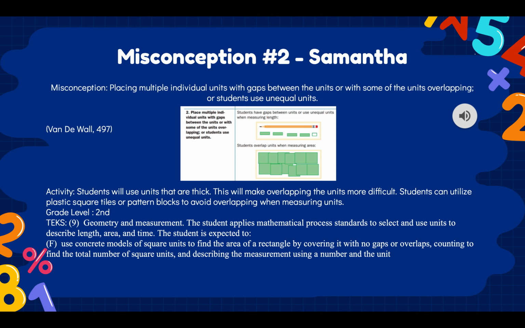This activity is for second grade, and the technique that applies is students use concrete models as square units to find the area of a rectangle by covering it with no gaps or overlaps, counting to find the total number of square units, and describing the measurement using a number and the unit.